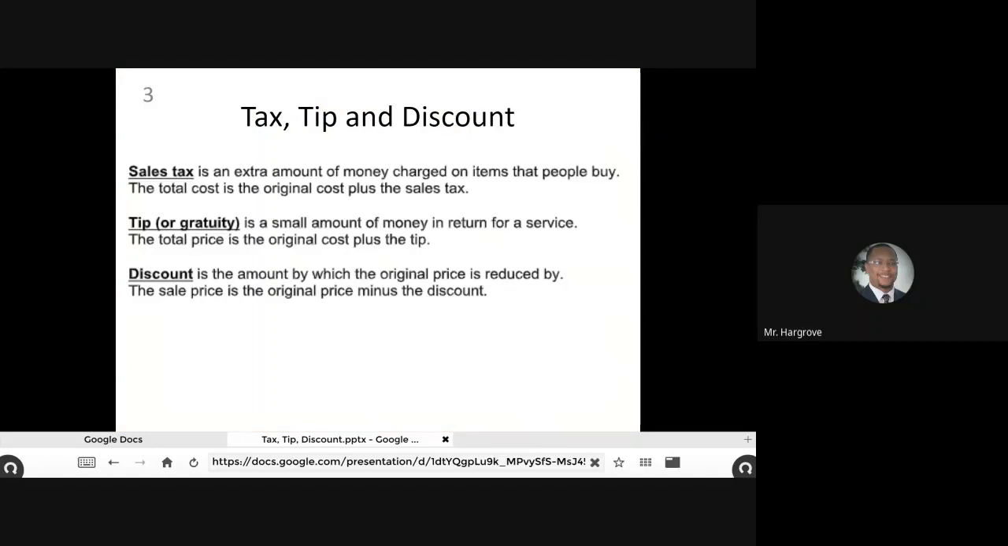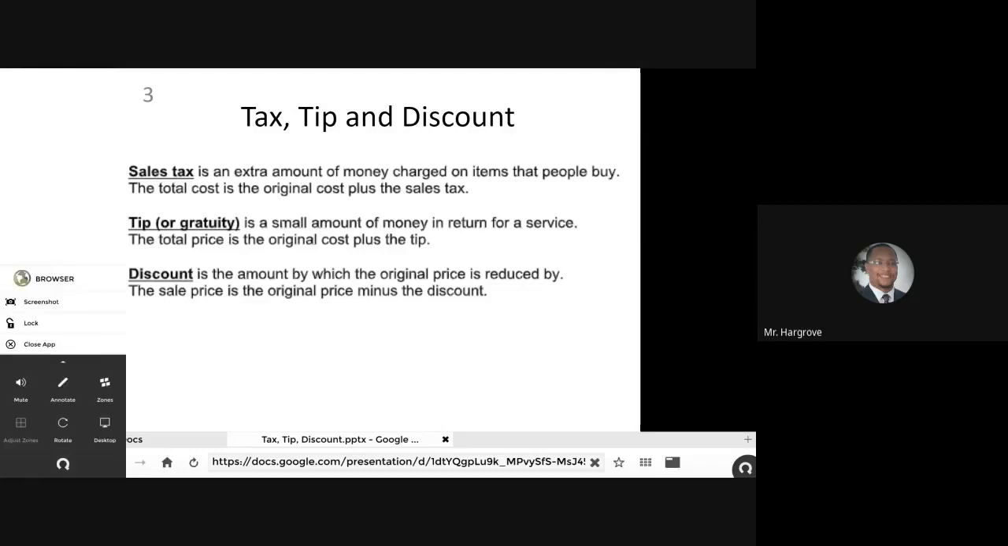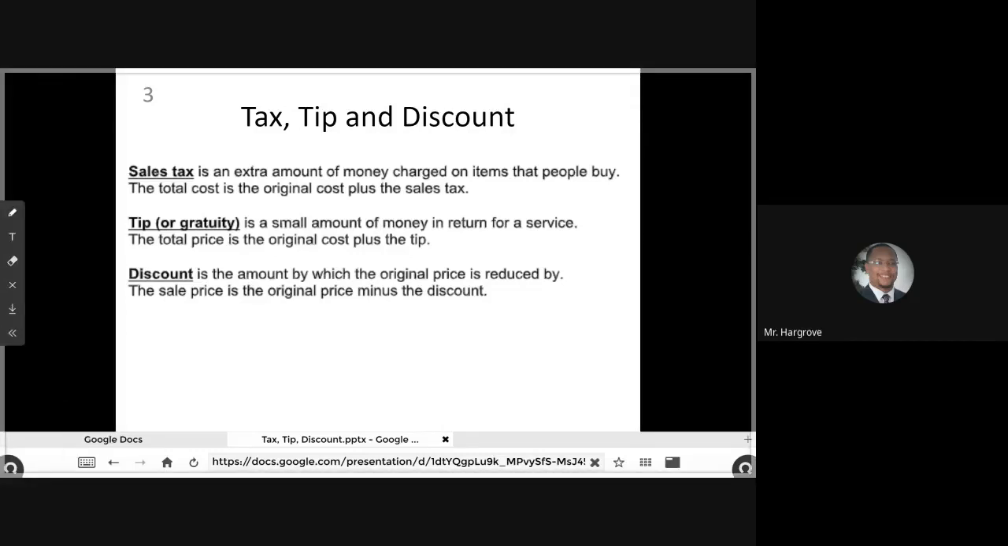Let's look at some basic definitions, notes on tax, tip, and discount. We're going to start with sales tax. Sales tax is an extra amount of money charged on items that people buy. The total cost is the original cost plus the sales tax. So when we look at sales tax and we're trying to figure out the total cost, you're just going to want to make note that you're going to use some addition because of this part right there. The total cost is the original cost plus the sales tax.